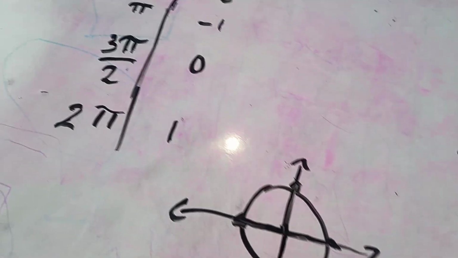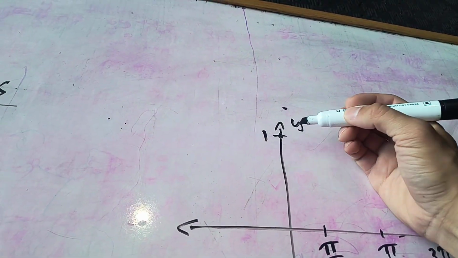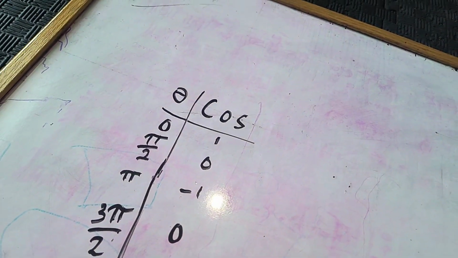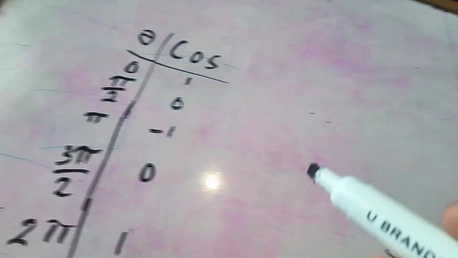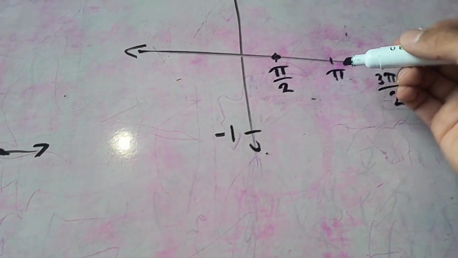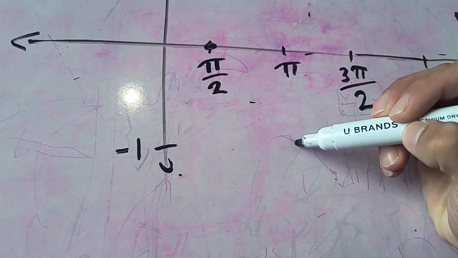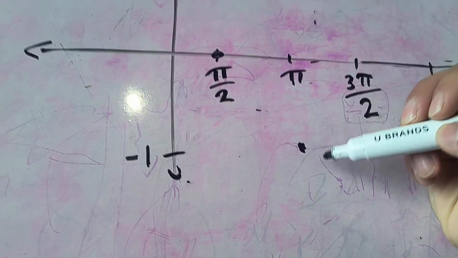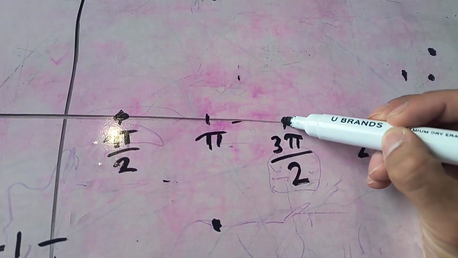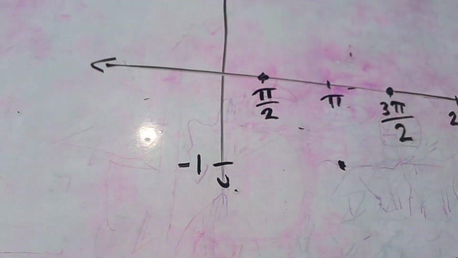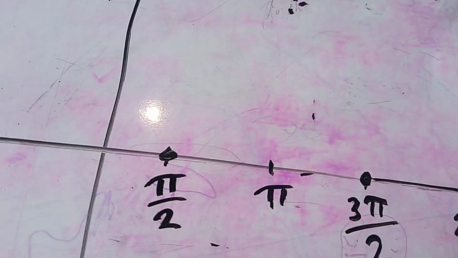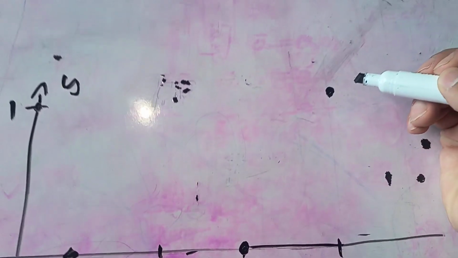So if we were to plot this, we have 1, and then at pi over 2, we get 0. And at pi we have negative 1, so we go down and drop right here, negative 1. And then at 3 pi over 2, we go right here, we're at 0 again, and then at 2 pi, we get 1.